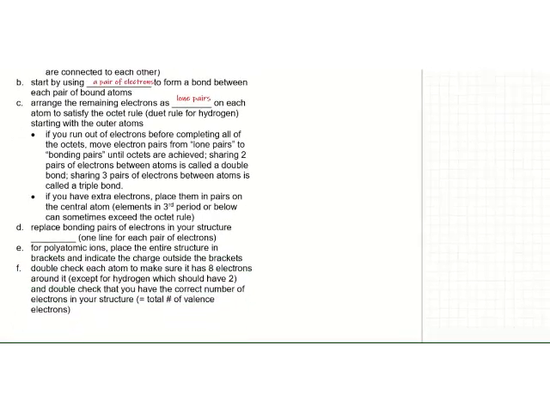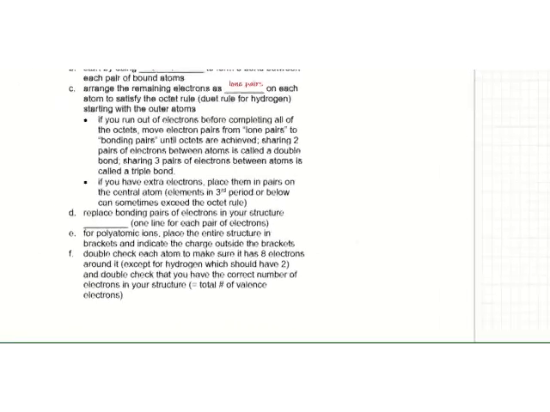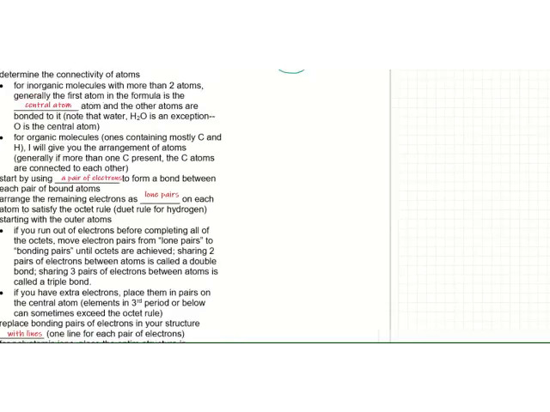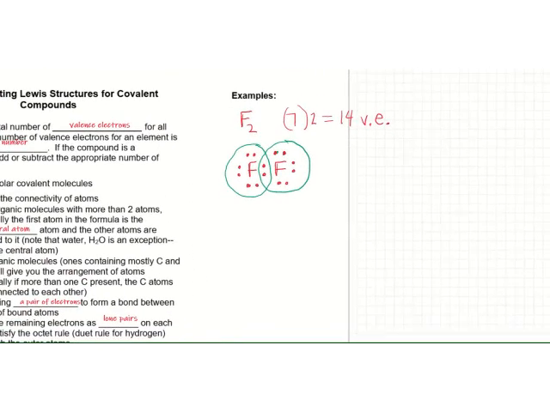So if we keep going, some of these rules don't apply to this one. We'll go down to this last rule over here, 2D. For our final structure, we want to replace any bonding electrons with lines, and we'll leave the lone pair electrons as dots. So I'm going to redraw this structure up here.